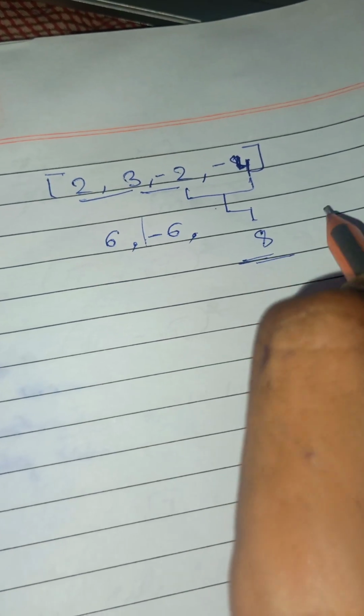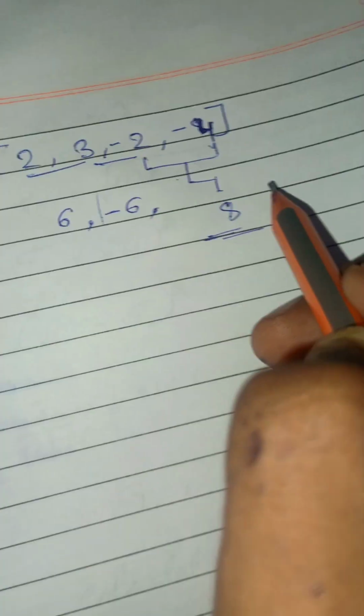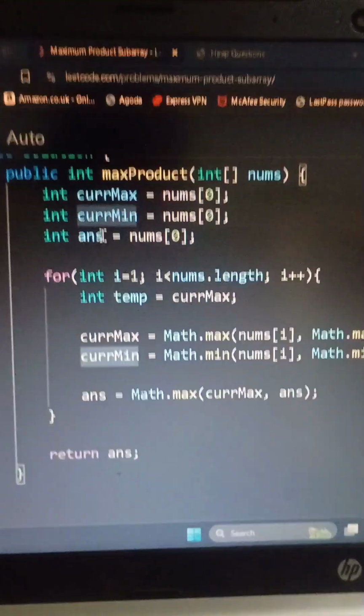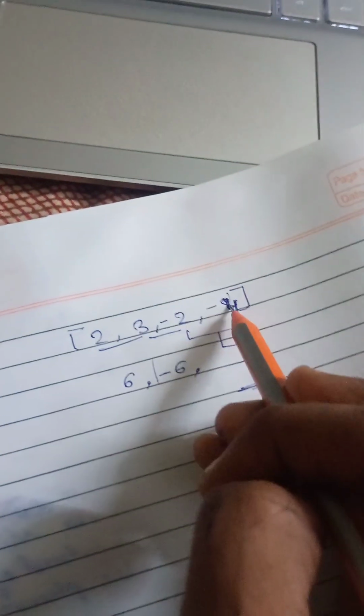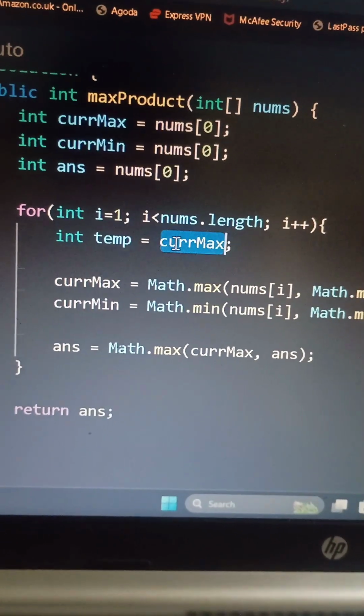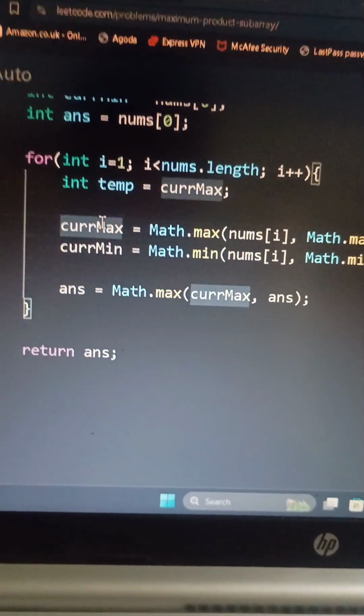So actually sometimes the minimum also plays a crucial role, because the question says negative numbers can belong to the array, so anyhow we'll take this also. So what I did was, I ran a loop and iterated over every element of the array, and I put my current max in temp. You'll understand why I did that. And then current max and current min.